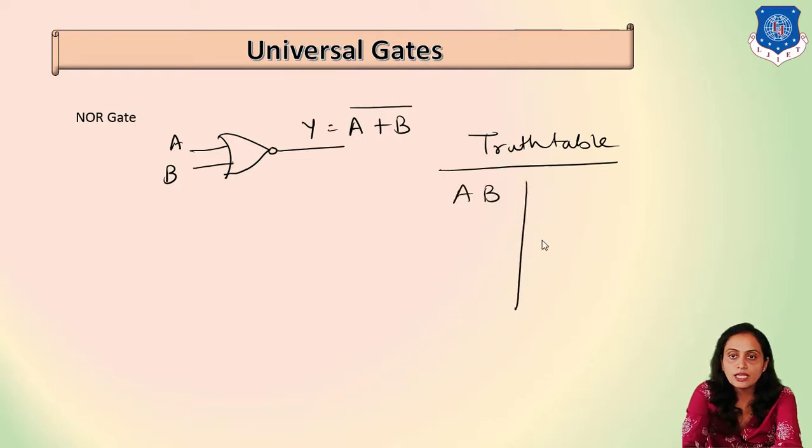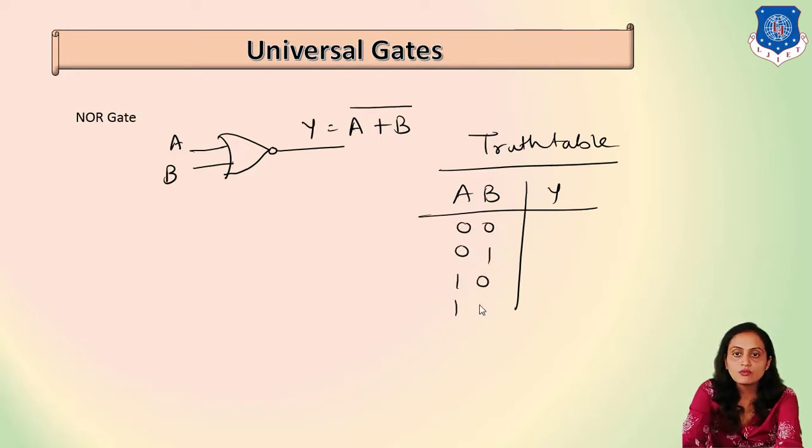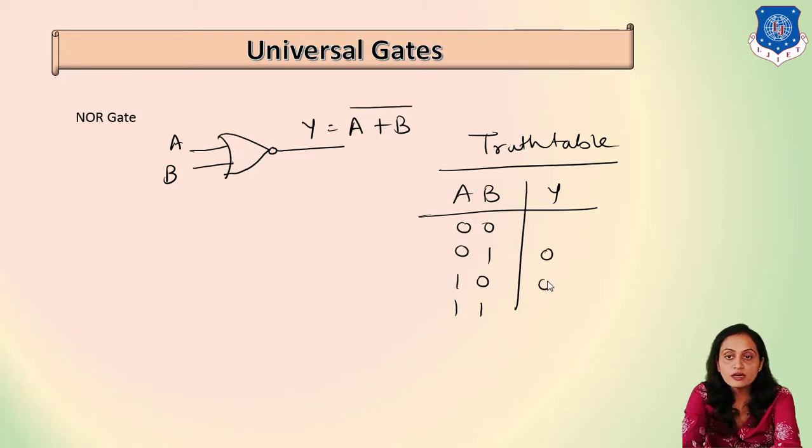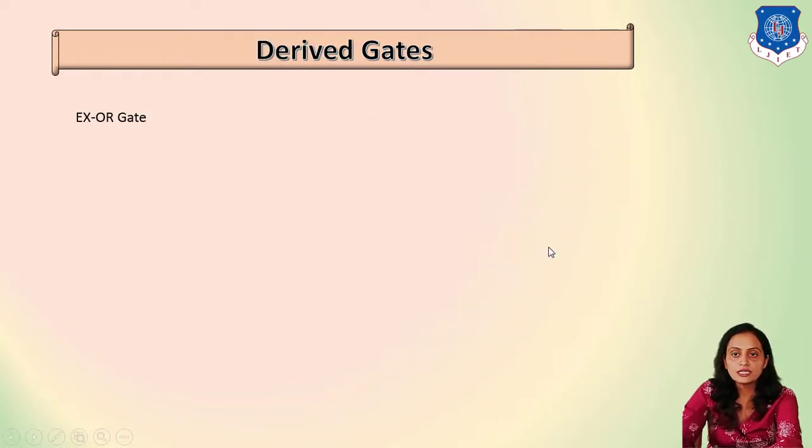Now we will draw the truth table for this NOR gate. We have inputs A and B, and we have output Y. Possible combinations of inputs are 0 0, 0 1, 1 0 and 1 1. Now in the OR gate we know that if any of the inputs is 1, then the output is 1. But here it will be the inverse of that. So if any of the inputs is 1, then the output will become 0 here. And when both the inputs are 0, the OR operation says the output is 0, but in the NOR the output is 1. So this is the truth table for the NOR gate.